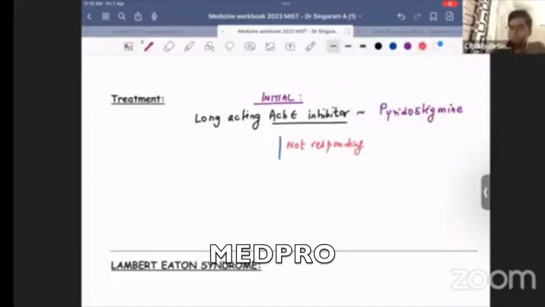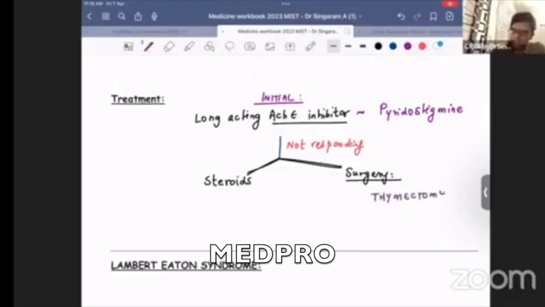We have two options. One, we can go for steroid treatment. Another is that if the patient has thymoma, I told you there is an association with the thymic tumor. What is the surgery? The removal of the thymus can also help improve the patient's symptoms. Thymectomy can be attempted. Are you able to follow this? So just make a note of it.